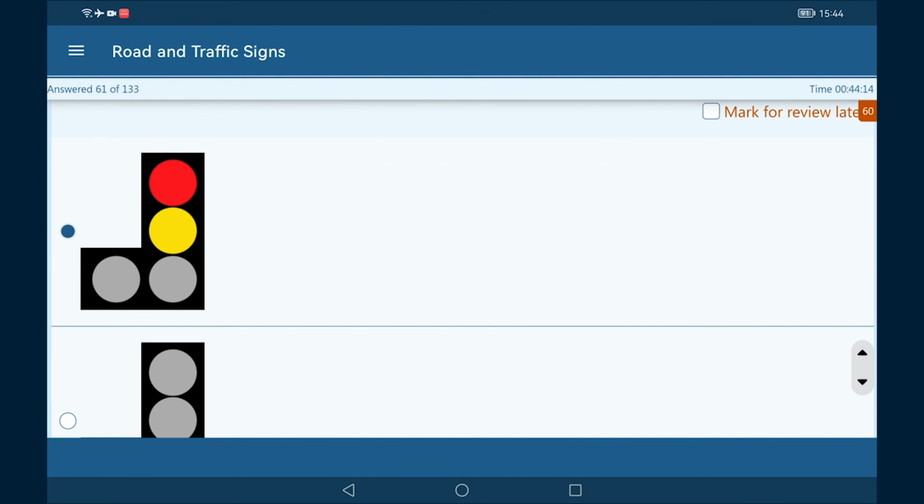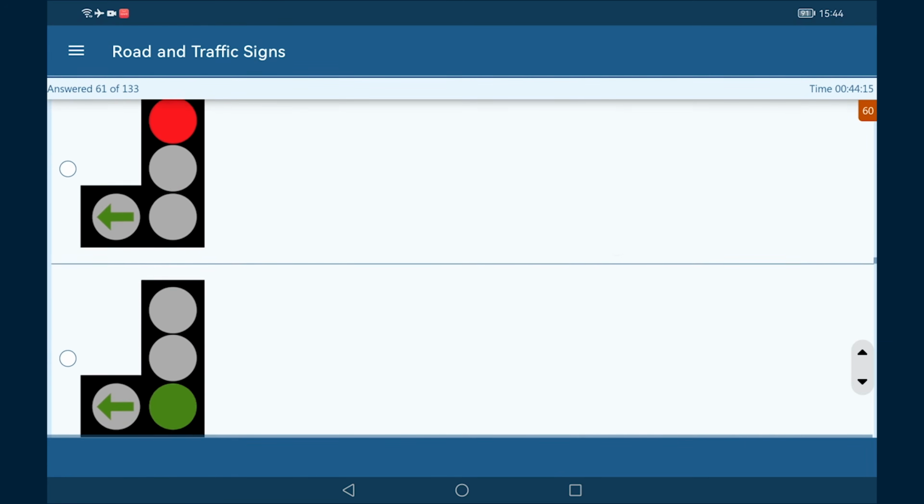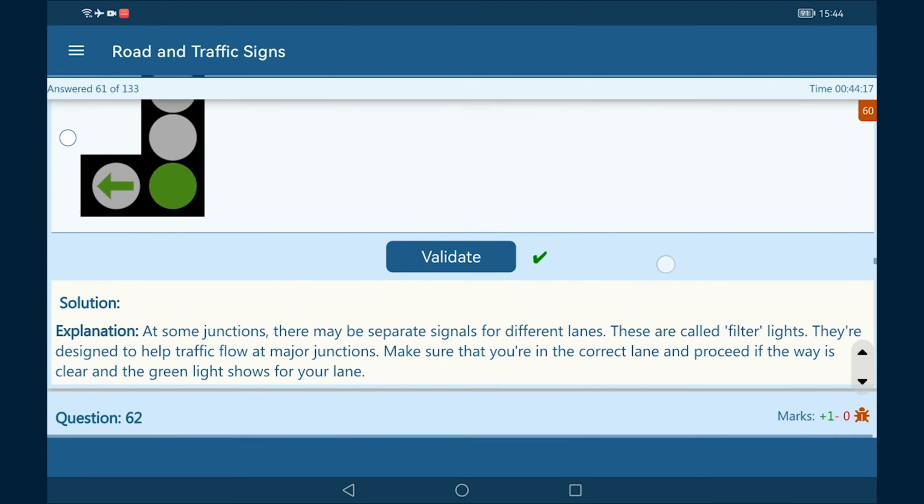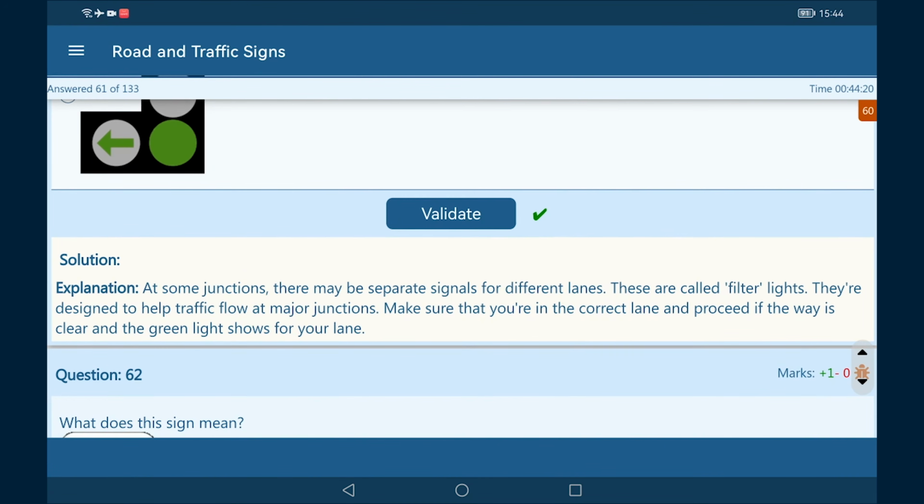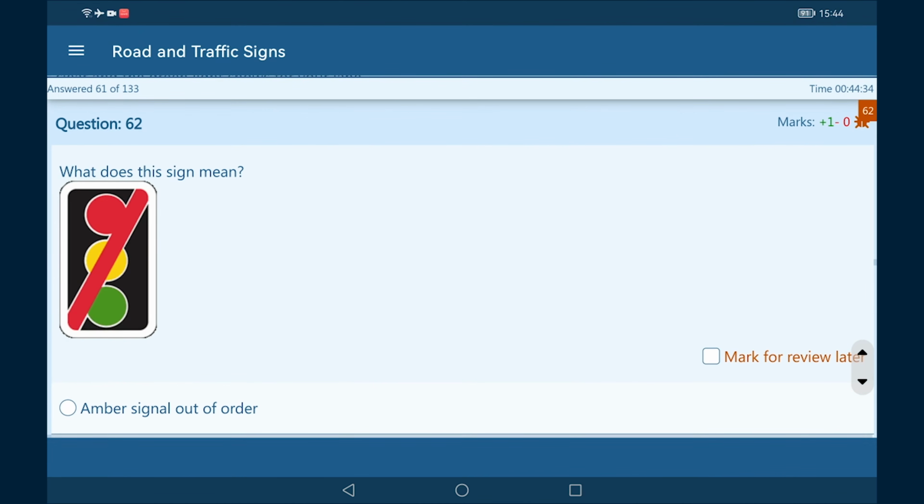Explanation. At some junctions, there may be separate signals for different lanes. These are called filter lights. They're designed to help traffic flow at major junctions. Make sure that you're in the correct lane and proceed if the way is clear and the green light shows for your lane. Question 62. What does this sign mean?